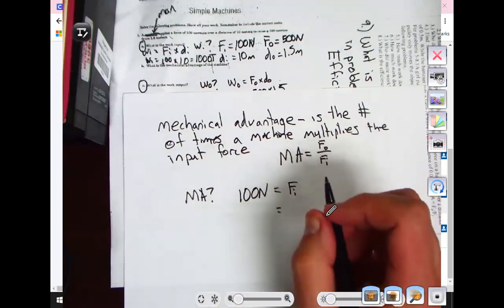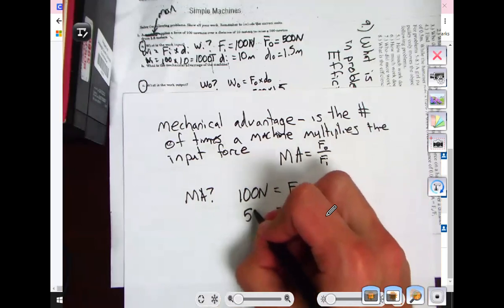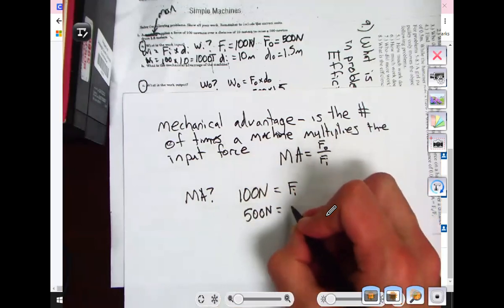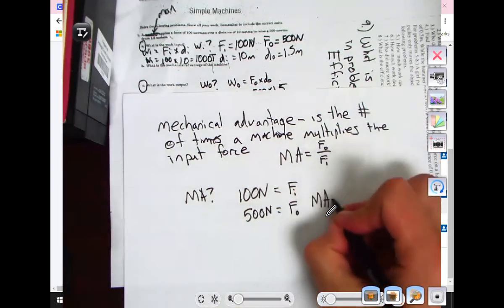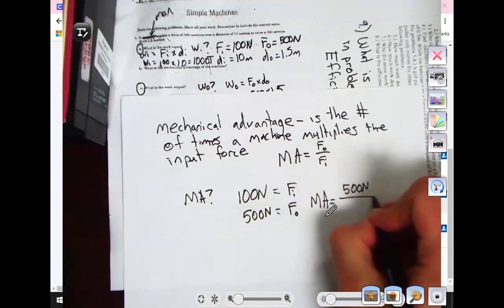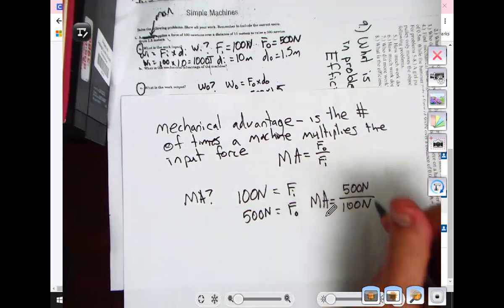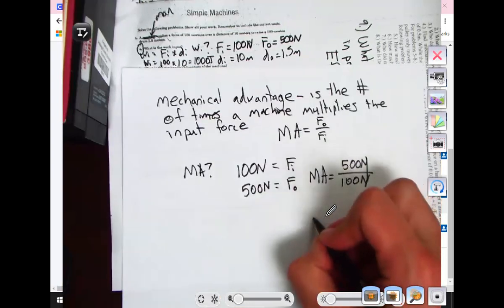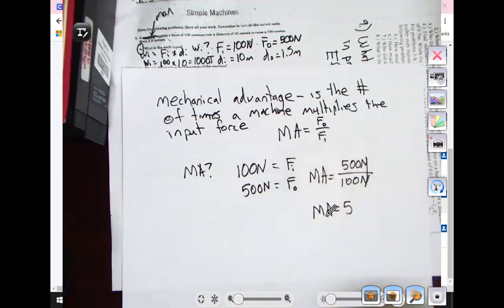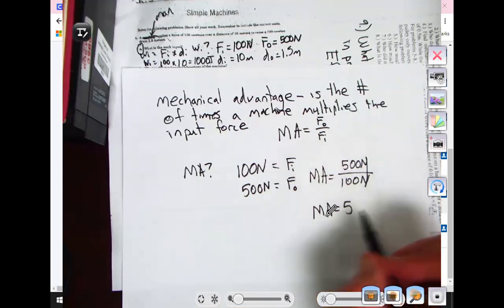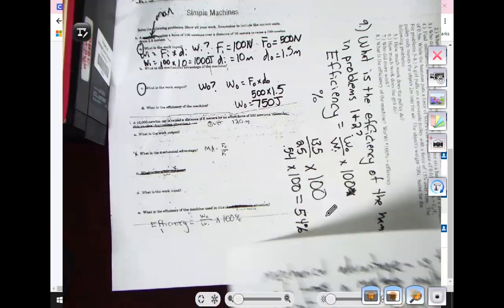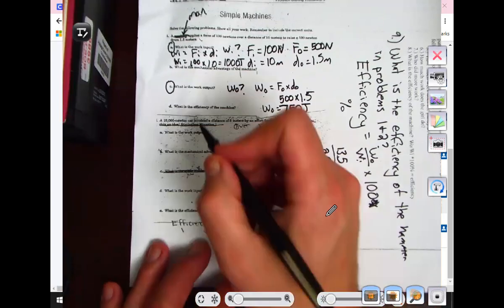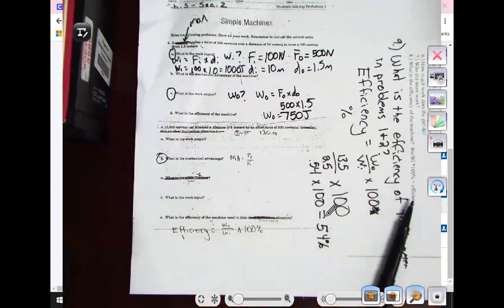All right, what is the machine's force? 500 newtons. And is that called the FI or the FO? FO. So mechanical advantage MA equals 500 newtons divided by 100 newtons. When I divide 500 by 100, I get 5. So this machine multiplies your force how many times? Five times. What I want you to do is the mechanical advantage for B on the bottom here. I'm going to come around in about 1 minute to see if you get the mechanical advantage on B.